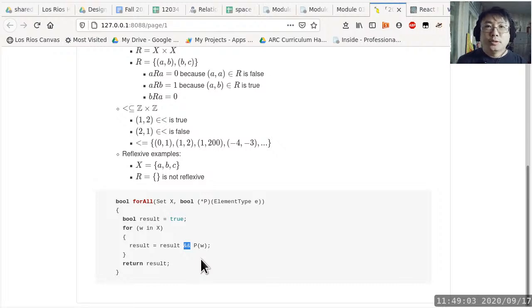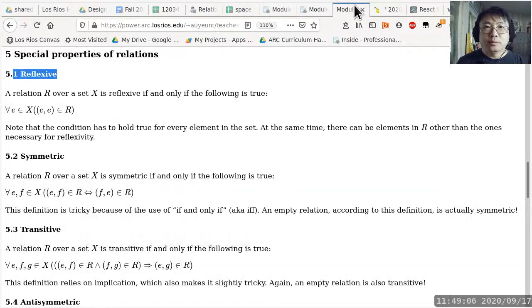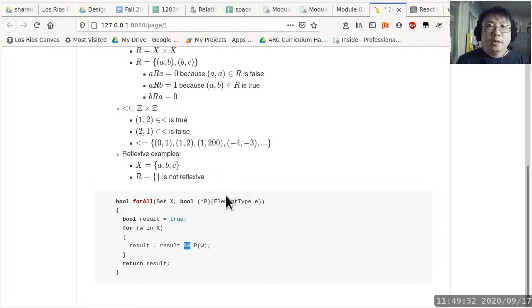All right, cool. So now when we look at what we are trying to look at here, which is what makes a relation reflexive, this part here is the P function. The P function says (E, E) has to be in R. But since R is an empty set, that is going to be false for every single element. So when we go back to the pseudocode over here, if P is (E, E) is in R, then P of W on this line would have returned false no matter which element you pick from X.